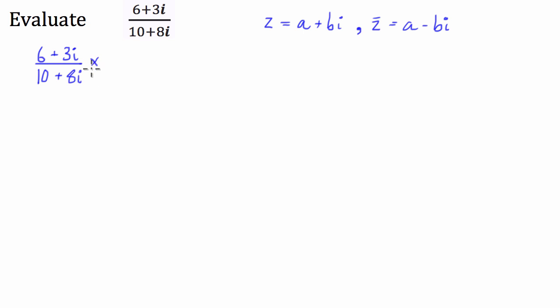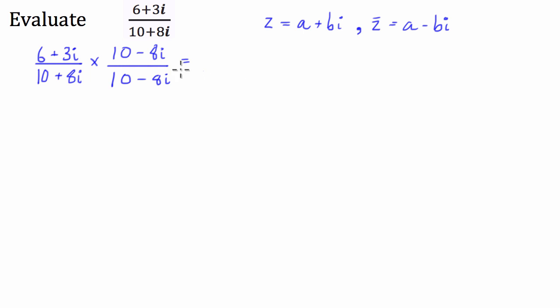If I multiply this by 1, but not just any form of 1, I'm going to multiply this by the complex conjugate of the denominator. So the complex conjugate of this is going to be 10 minus 8i. But to make it equal to 1, so that it doesn't change our fraction, I have to put it over itself, 10 minus 8i. So you can see here, this is the equivalent of just multiplying it all by 1.